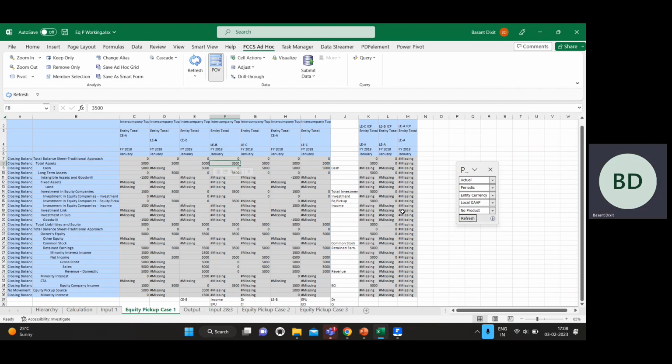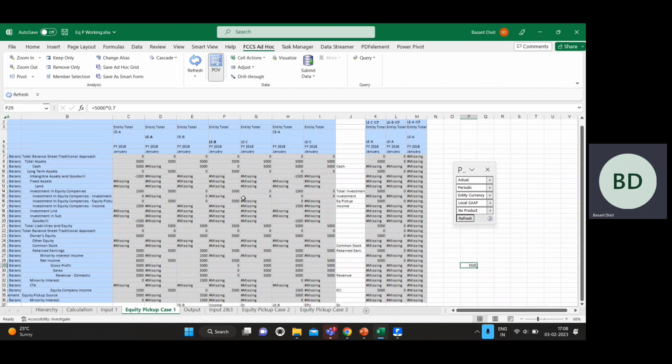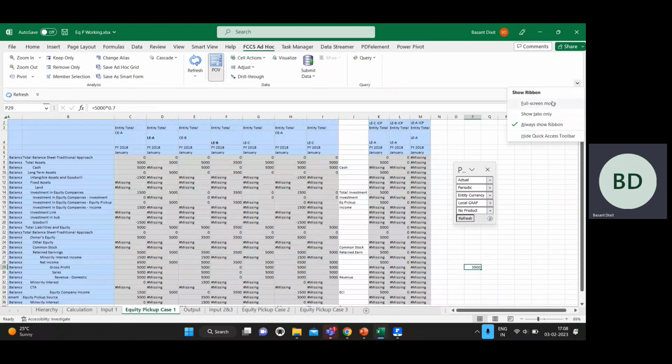So because B has a 75% stake in C, that is why it is giving us 3,500. So 5,000 into 75% comes to... okay, we have 70%, my mistake. We have 70%, so it comes to 3,500. Okay, so as you can see here, let me just expand it to the full view.